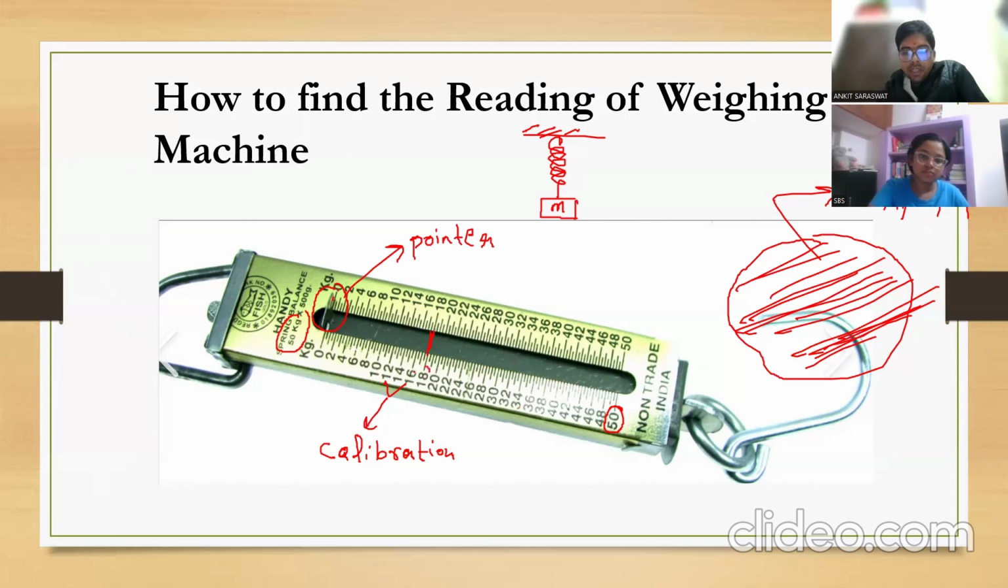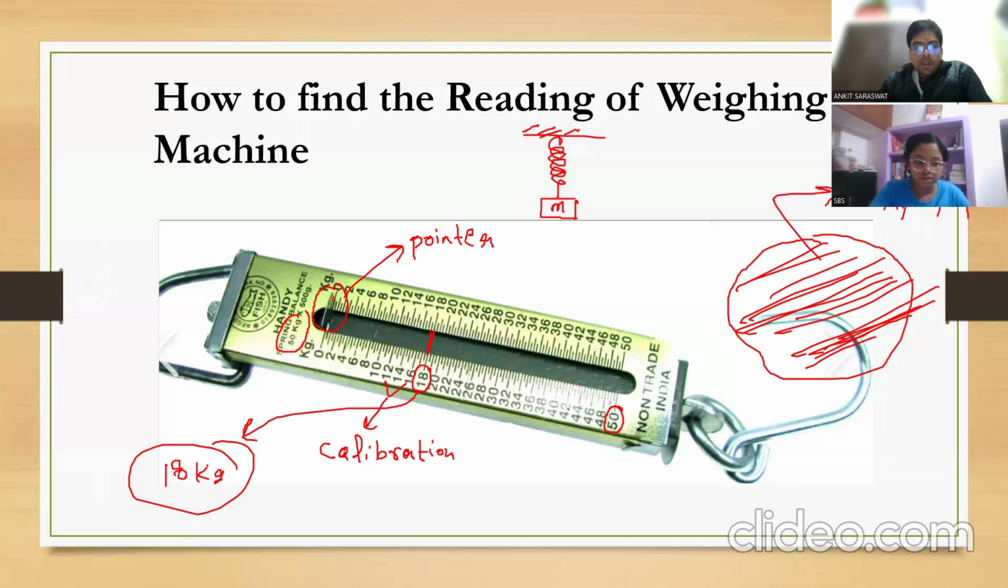When this pointer is displaced, for example, the pointer stops here, then you can check the reading. How much? Let us suppose 18 kg. Then you say this load is 18 kg. Clear? 18 kg. How much? 18 kg. That's all. Any doubt?